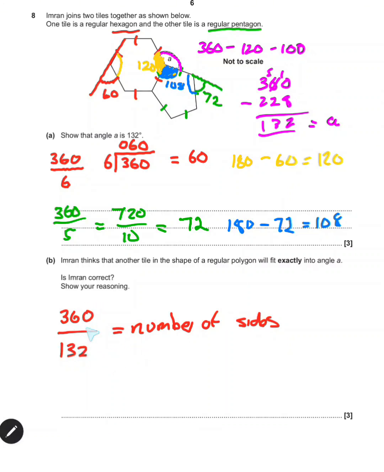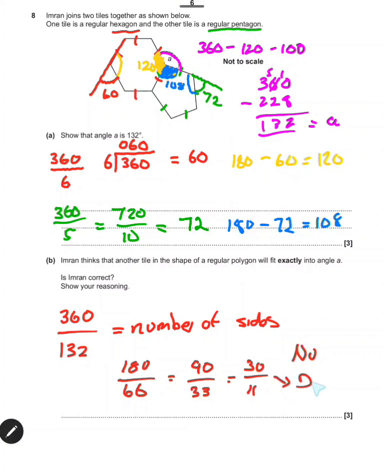360 divided by 132. I'm going to half the top number and half the bottom number and get 180 divided by 66. Again, I can half top and half bottom, which is 90 over 33. I can divide both of these by 3. 30 over 11. And I know that 30 doesn't divide by 11 exactly. So we can say no, Imran is not correct. And just write doesn't divide exactly.